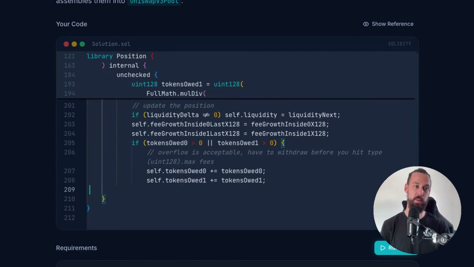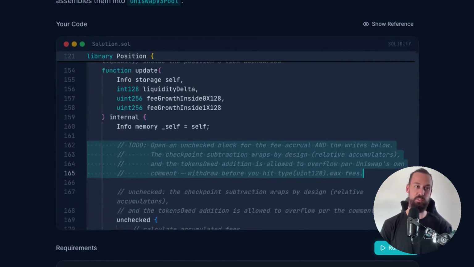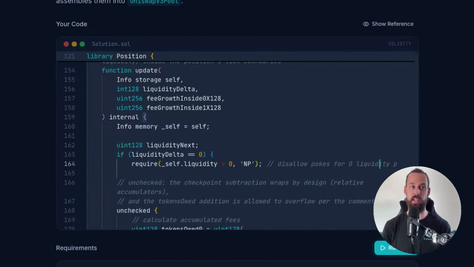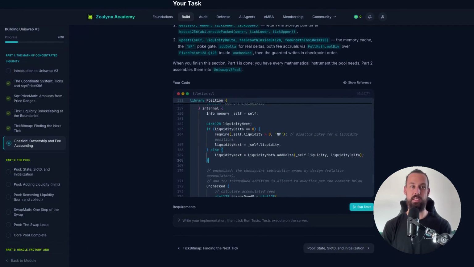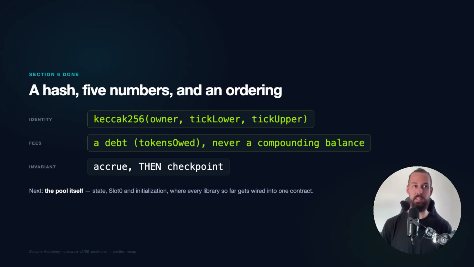The rest is the mapping keyed by the hashed triple, the memory cache, and the unchecked wrapper around both the accrual and the debt addition. And run it. 13 out of 13. So, positions are a hash and 5 numbers. Fees are a debt, not a compounding balance. And the ordering of two lines decides whether anyone earns anything at all.